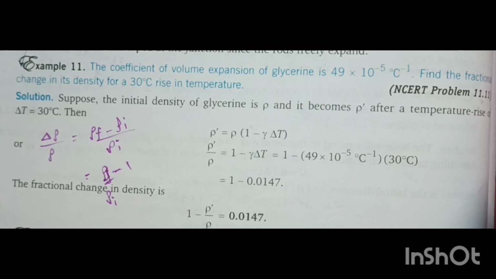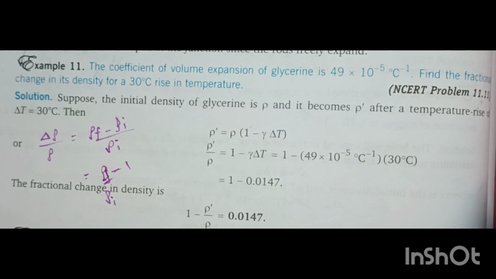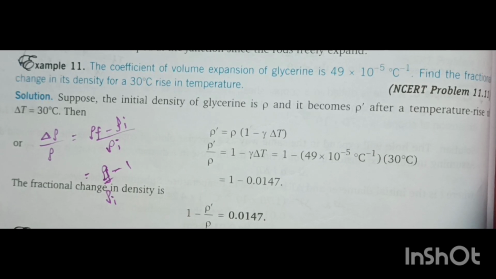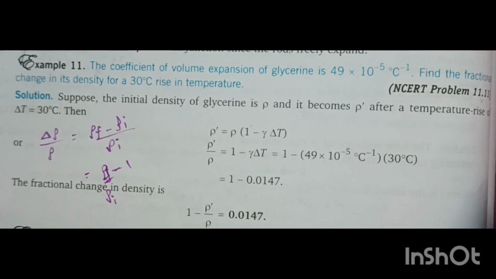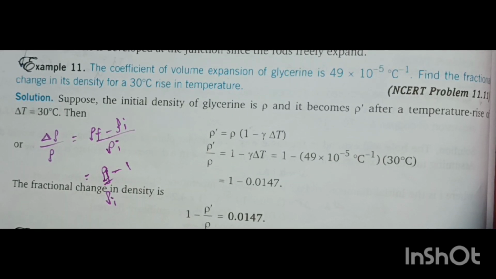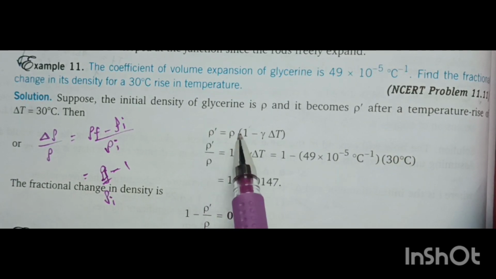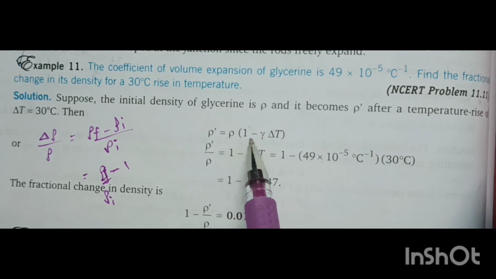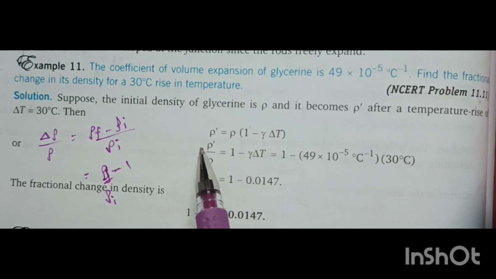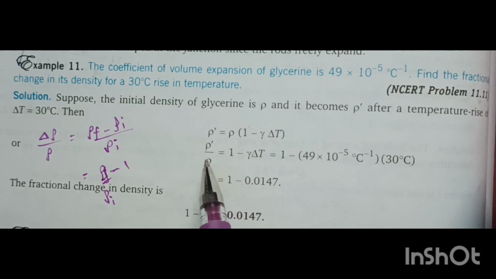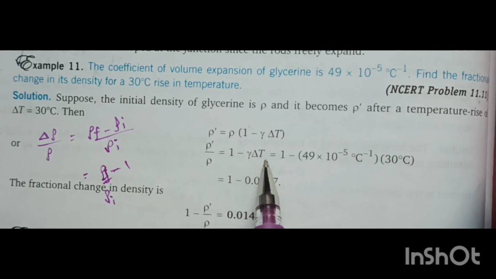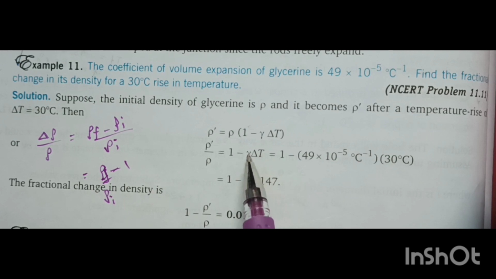Now we want to find the fractional change. Fractional change is nothing but the change in the value by the initial value. Here it is change in density by initial density, that is delta rho by rho initial. That is what is called fractional change. Now we know the formula: rho dash, the final density, equals rho, the initial density, into 1 minus gamma delta T. Now rho dash by rho equals 1 minus gamma delta T, and we can substitute the values of gamma and delta T.